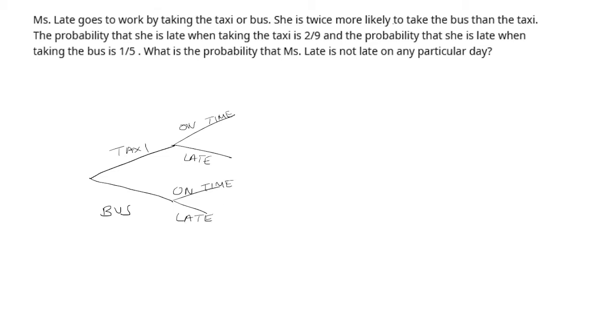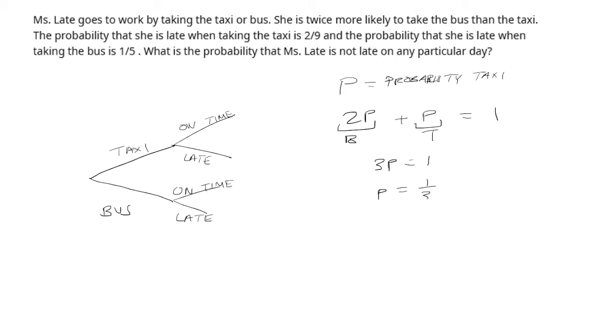First, it says she is twice more likely to take the bus than a taxi. So if we look at P being the probability of taking the taxi, then the probability of taking the bus will be 2P. So this will be taking the bus plus P, the probability of taking the taxi. That has to equal 1. So that means 3P is 1, which means P is 1/3. So the probability of taking the taxi is 1/3, and the probability of taking the bus is 2/3.